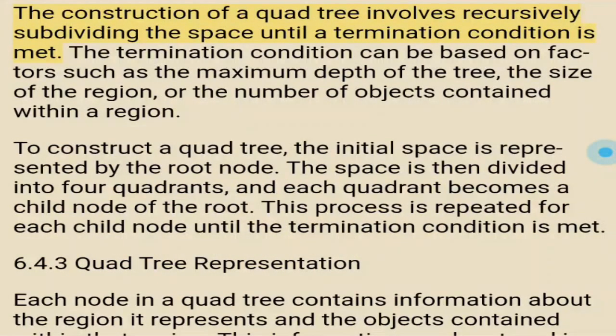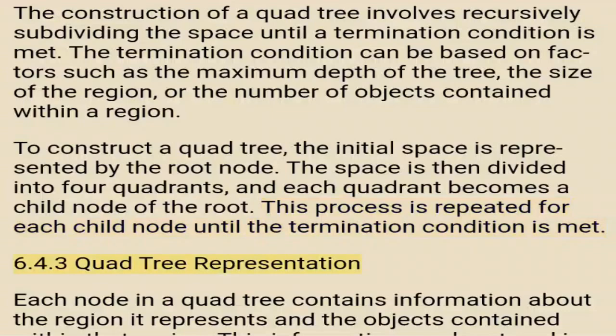The construction of a quad tree involves recursively subdividing the space until a termination condition is met. The termination condition can be based on factors such as the maximum depth of the tree, the size of the region, or the number of objects contained within a region. To construct a quad tree, the initial space is represented by the root node. The space is then divided into 4 quadrants, and each quadrant becomes a child node of the root. This process is repeated for each child node until the termination condition is met.